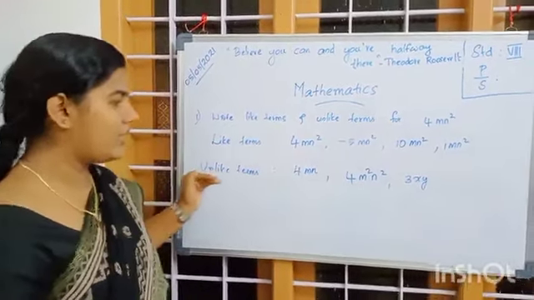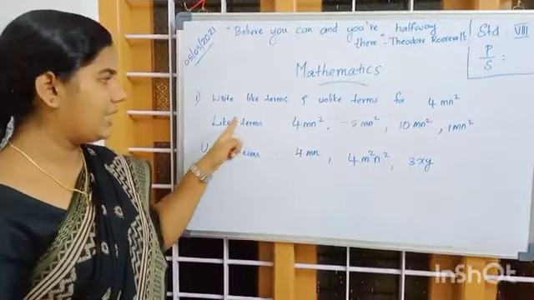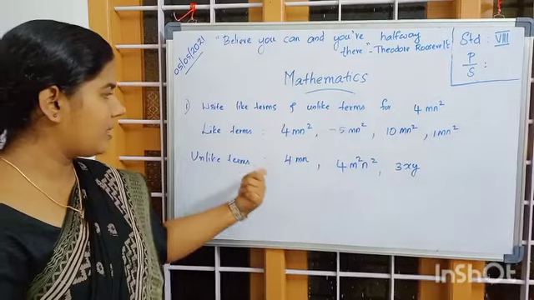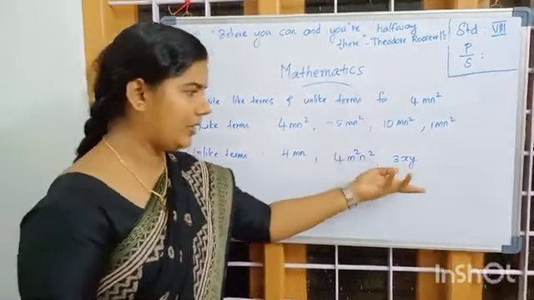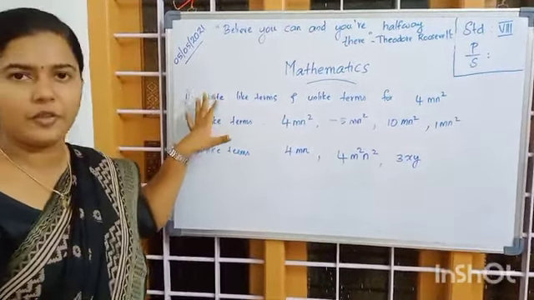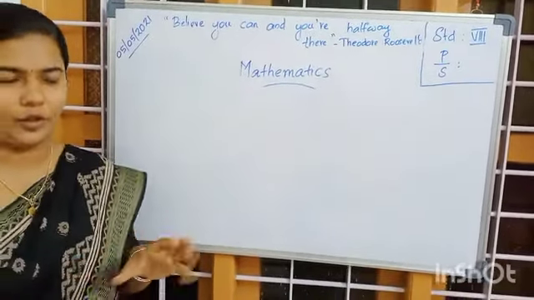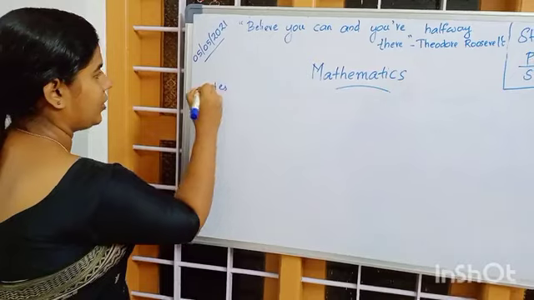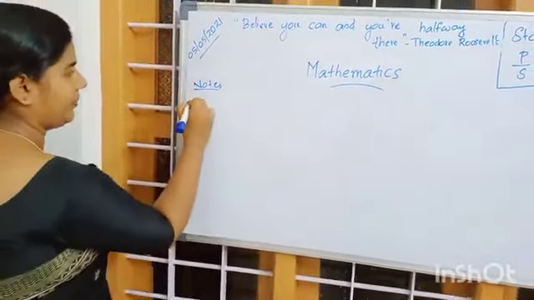So you can write any number of like terms and unlike terms. The like terms can be written by changing the coefficients, and unlike terms are written by using any variable and in any way. So this is the answer for this question. Now let's write down some notes. So we are writing the notes of the concepts we have learned in this class.